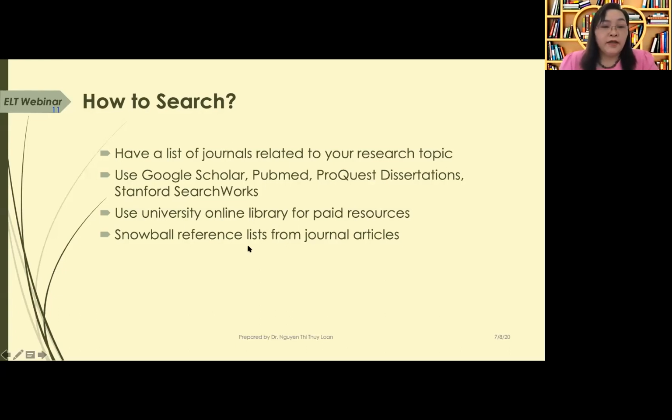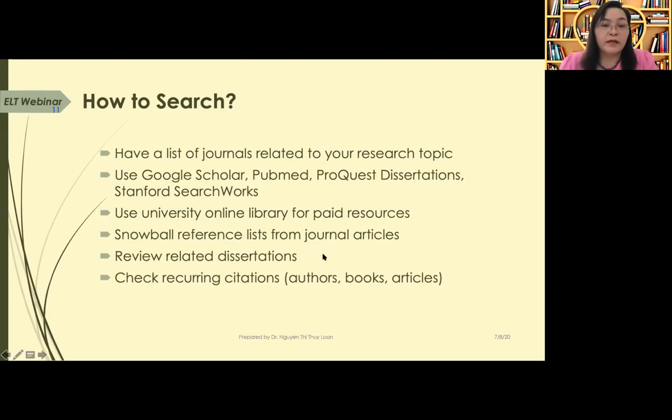And when you are doing the reading, we also need to use the snowball strategy. The snowball strategy means you look at the reference list at the end of the paper to find whether there are any papers on your topic or related to your topic. You can also refer to the reference list of theses related to your topic in order to look for related papers. Another thing to remember is that when you do the reading, if you see some citations repeatedly cited in many papers, you need to pay attention to them because they are the key work in your field.